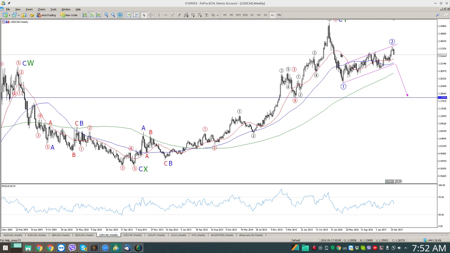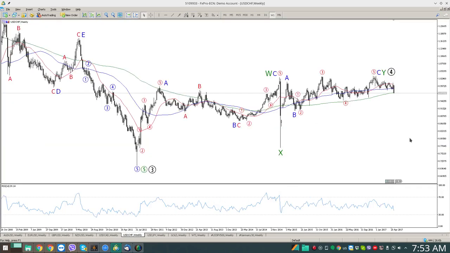If it is indeed a 1-2 that I'm looking for, this will be a wave 3, and we're looking for a much, much lower decline. Considering my expectation for crude oil, I believe that this is a wave 3 that will push prices much, much lower in the coming weeks and months.